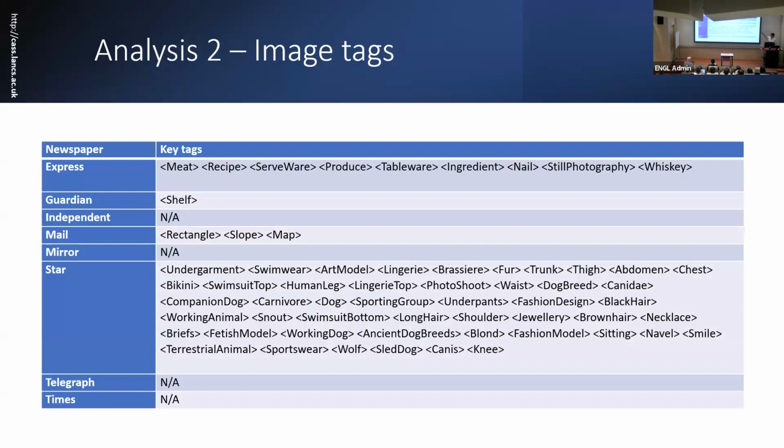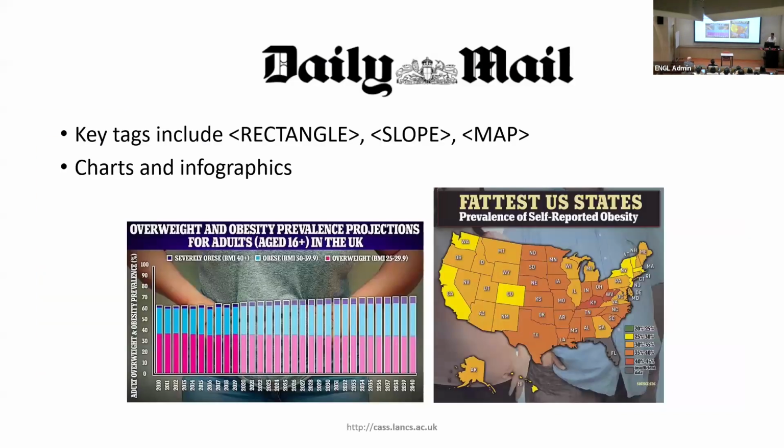So again, I'll focus on some of these and try to explain what they're showing. So here's the Daily Mail, and its key tags were rectangle, slope, and map, and some others. And when we looked at the images that were tagged as rectangle, slope, and map, we found that they tended to be infographics or diagrams or charts which give information in image form.